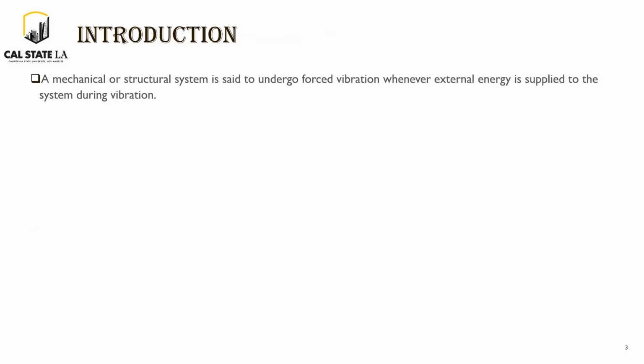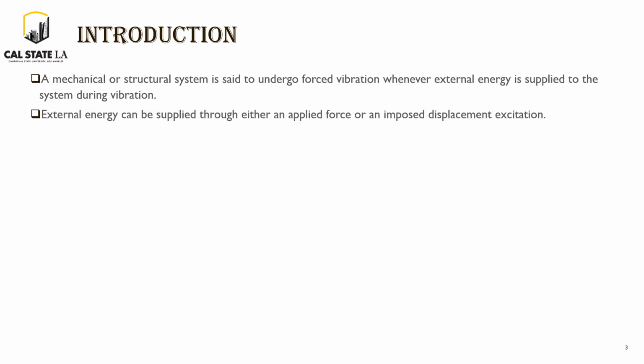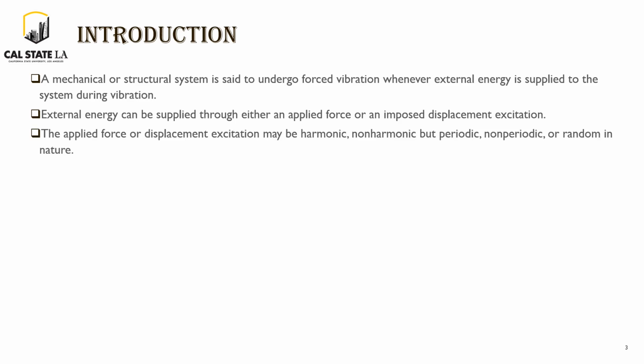Introduction. The first is the definition of a forced vibration. A mechanical or structural system is said to undergo forced vibration when external energy is supplied to the system during vibration. The external energy can be supplied through either an applied force or an imposed displacement excitation. The applied force or displacement excitation may be harmonic, non-harmonic but periodic, non-periodic, or random in nature.